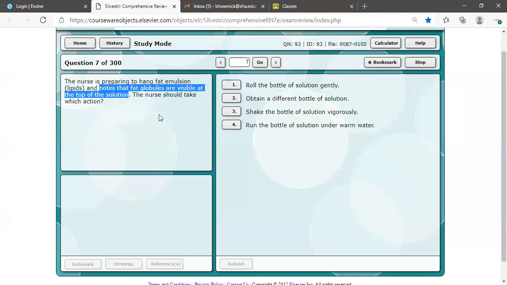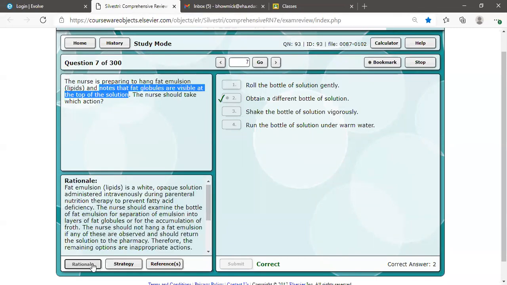The nurse should take which action? Roll the bottle of solution gently, obtain a different bottle, shake the bottle of solution vigorously, or run the bottle of solution under warm water. So definitely I said the different, clear one we should choose, right? There are 4 options. Option 2 is the best one. So what is the rationale?